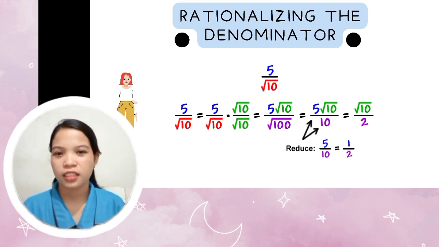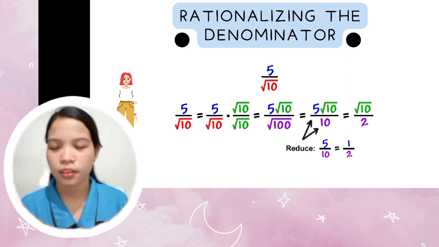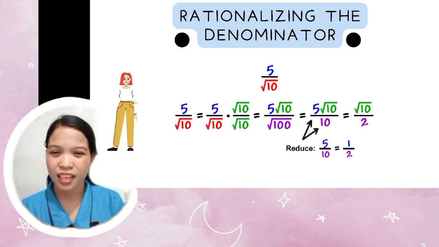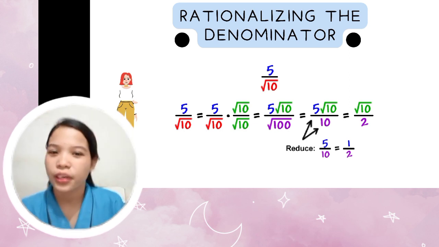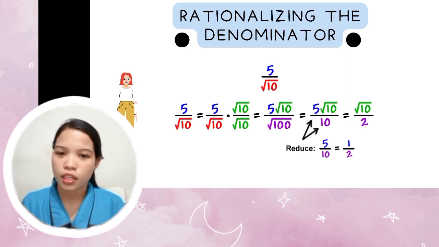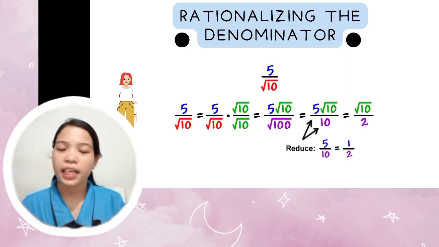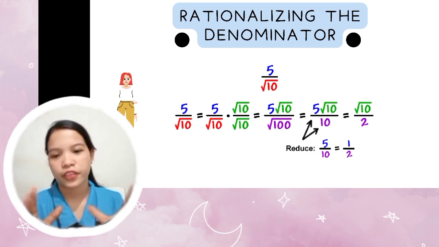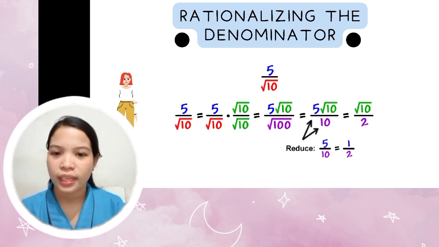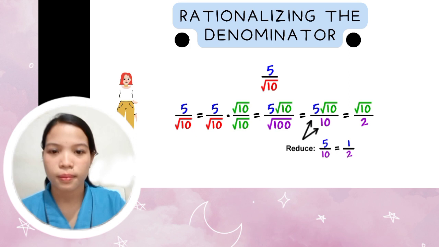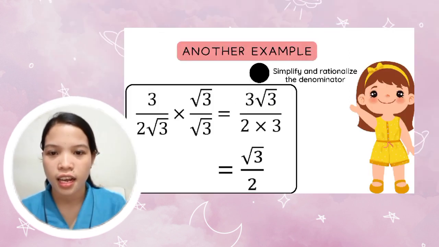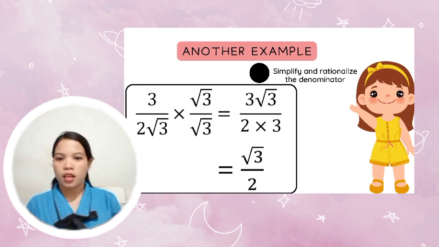So, it is very easy to rationalize the denominator as long as you know what numbers you need to use in order for that particular number to be eliminated. For example, for the radical sign in the denominator to be eliminated, you need to multiply both numerator and denominator. So next, I have here another example.